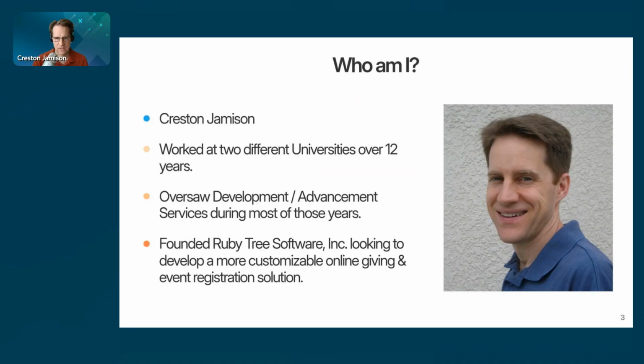Okay, so just a little bit of background about myself and Advancement Form before we get started. My name is Creston Jamison. I've worked at 2 different universities over 12 years. During that time, I oversaw development and advancement services during most of those years. And I founded Ruby Tree Software looking to develop a more customizable online giving and event registration solution.